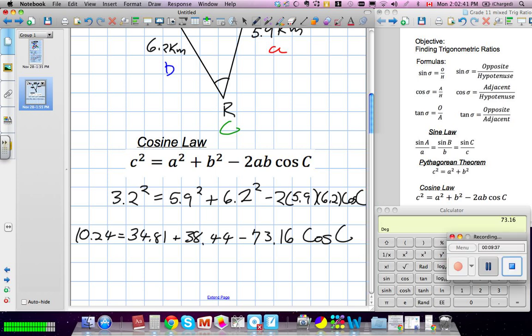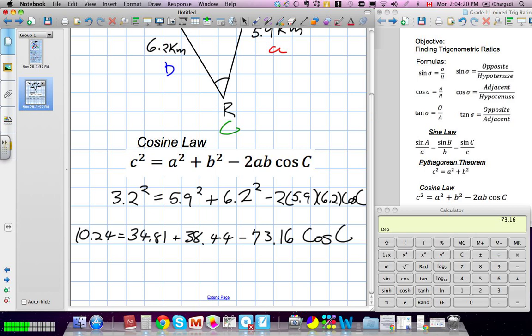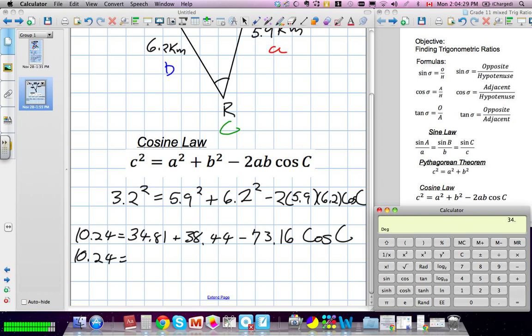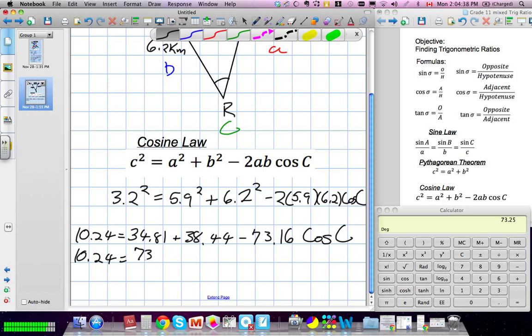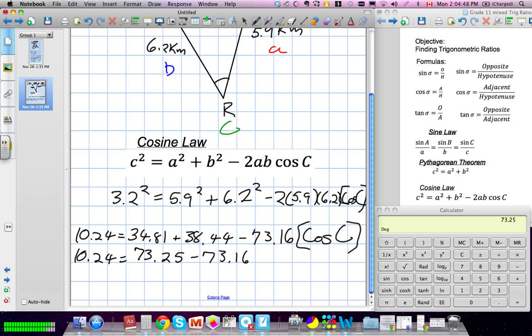Okay, so we've added these numbers together. We're going to simplify some of this stuff now. 10.24 is equal to 34.81 plus 38.44. That's going to give us 73.25 minus 73.16. Now remember, I told you if you needed to make a bracket to recall that this is multiplied, go right ahead. So this is technically times cos C.